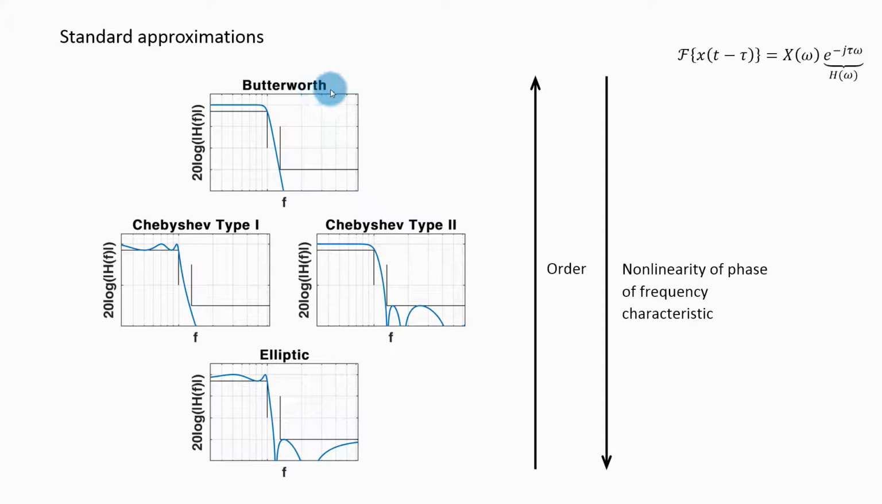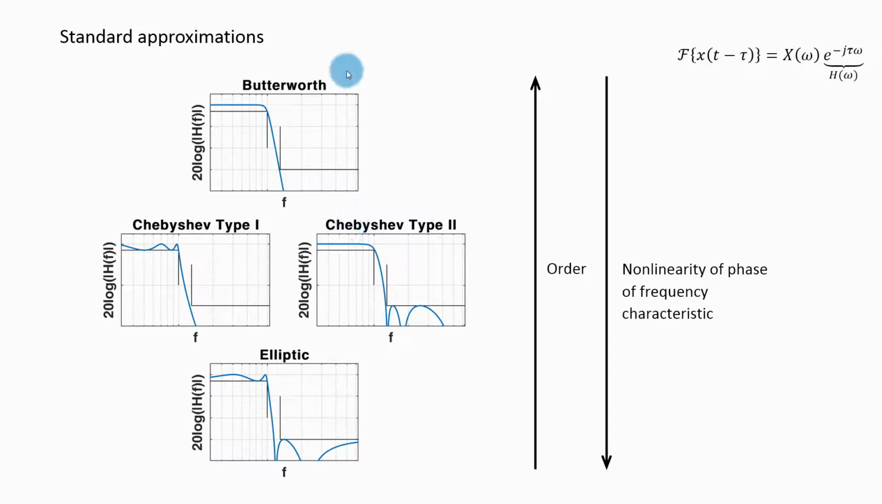The Butterworth approximation is smooth both in passband and in the stop band. The Chebyshev type 1 is rippled in the passband, but it is smooth in the stop band, and the Chebyshev type 2 is smooth in the passband, but it is rippled in the stop band. The elliptic approximation is rippled both in the passband and in the stop band.